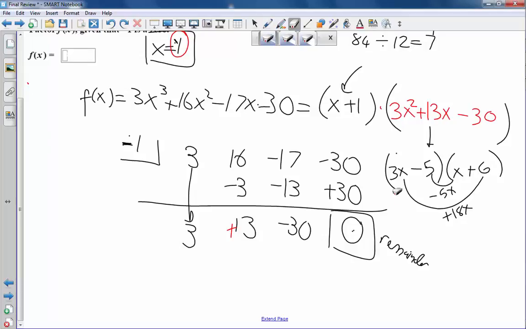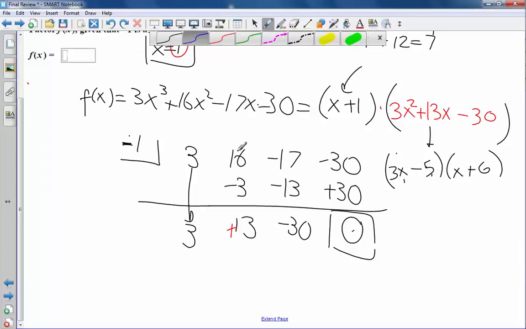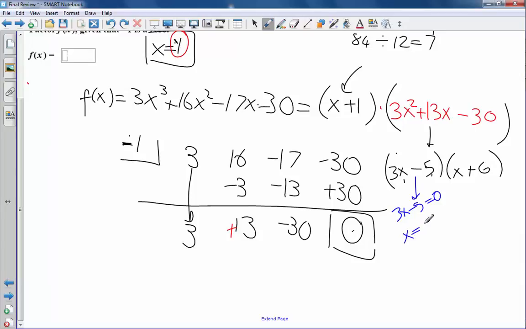So can I clear this intermediate work? And we're almost there. All you need to do is now set these to 0 and solve to get zeros. So this is x equals 5/3. This is x equals minus 6. Just take the opposite if you wish. But this one needs to be solved.